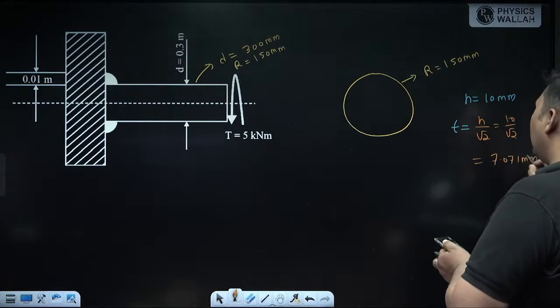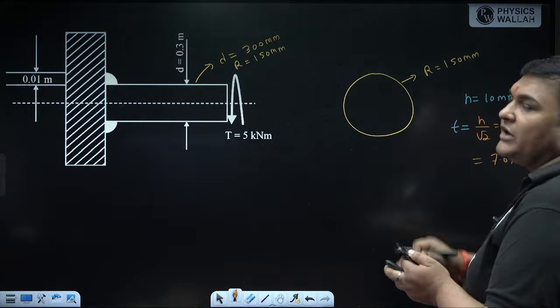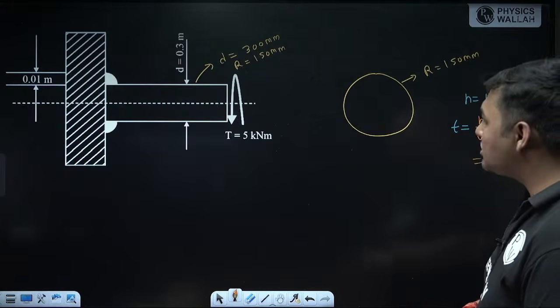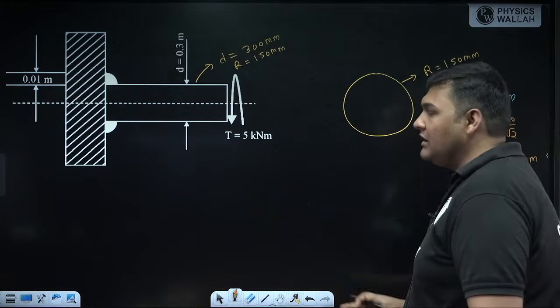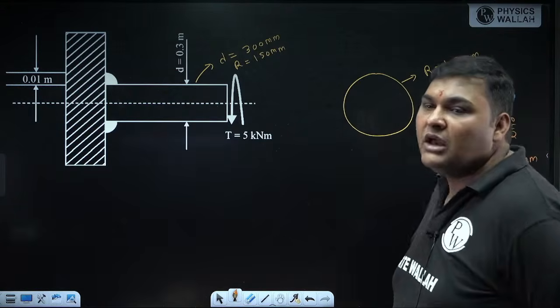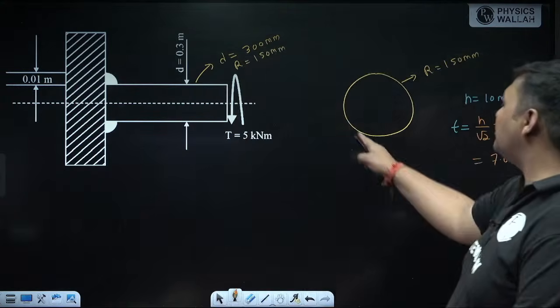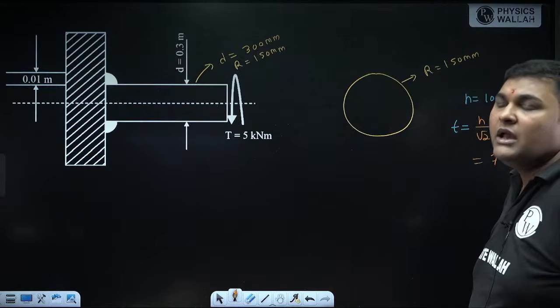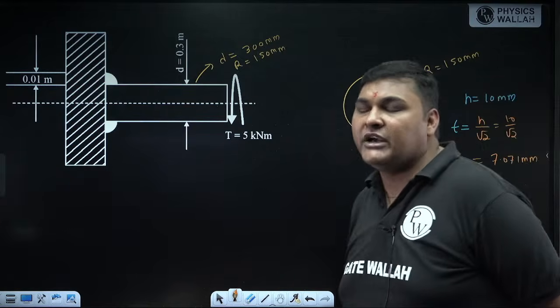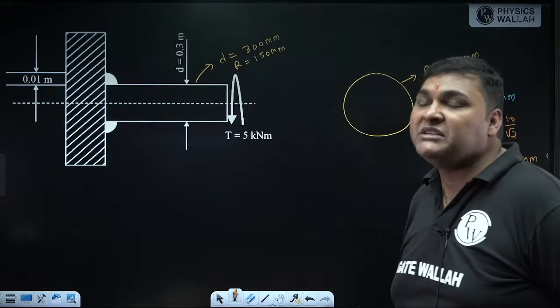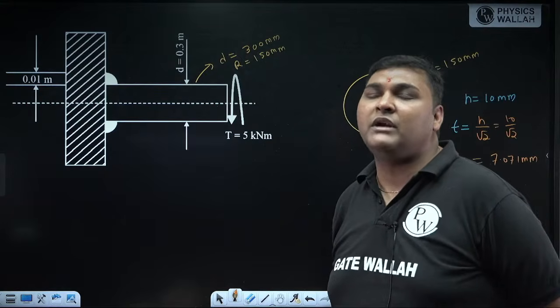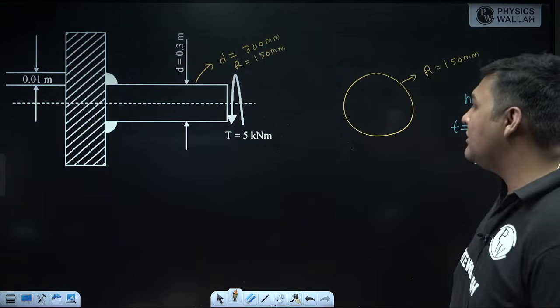Now in this weld, whose throat thickness and radius are known, we have to calculate the shear stress due to torsion. Why is it torsion for the weld? Because whenever any moment is acting about the axis perpendicular to the plane of the weld, that will be a torsion moment, and due to that torsion shear stress will come. If the moment is acting along an axis in the plane of the weld, that will be a bending moment, and due to that bending stress will come.